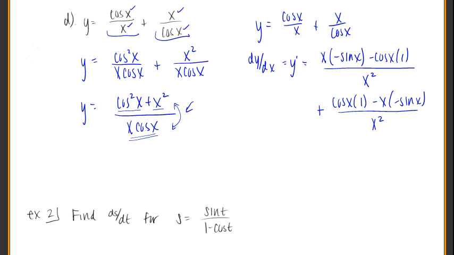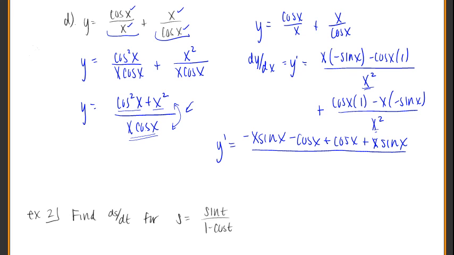Well, look how both these fractions that we're going to be adding together both have a denominator of x squared, so that means I can actually pull them together. So y prime is going to be negative x sine x minus cosine x plus cosine x plus x sine x all over x squared. So a negative cosine x, a positive cosine x, a negative x sine x, a positive x sine x. So we're really looking at 0 over x squared, which is 0. So the derivative for this function is actually 0.